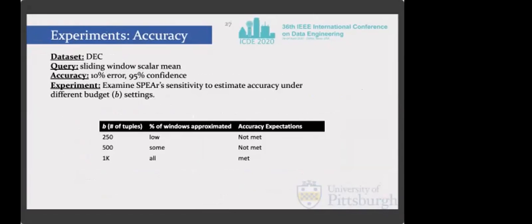SPE relies on its ability to decide on the safety of approximating a window given a budget value. This ability relies on the accuracy estimation mechanism. In order to quantify this mechanism's success, we conducted the sensitivity analysis with a DEC dataset and varying B values. For processing a scalar mean, we set the relative error to 10% and pick 3 budget values. A low budget value, which we expect SPE to identify as too low to produce an accurate result. A medium budget, which we expect SPE to allow for more approximated results, but with some errors. And an appropriate budget value, which will allow all windows to have an approximated result and with a valid accuracy for all windows.